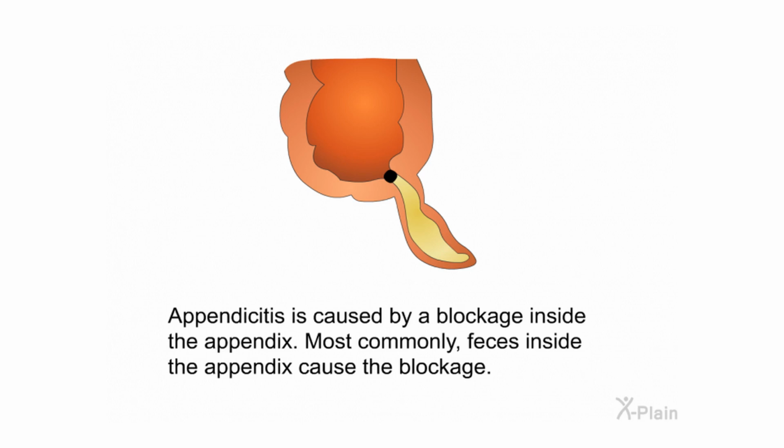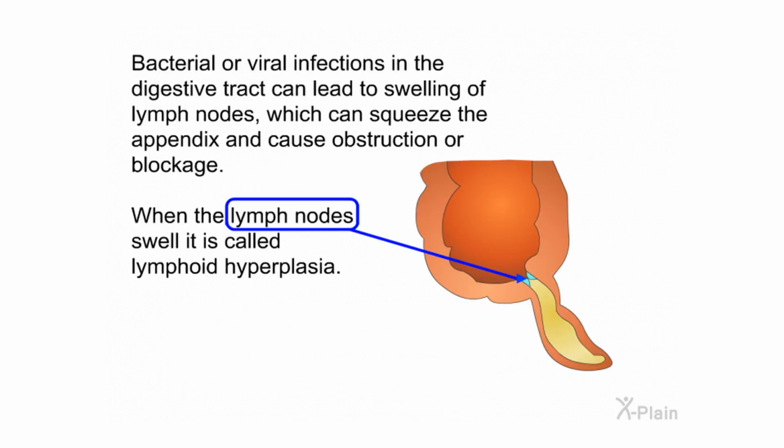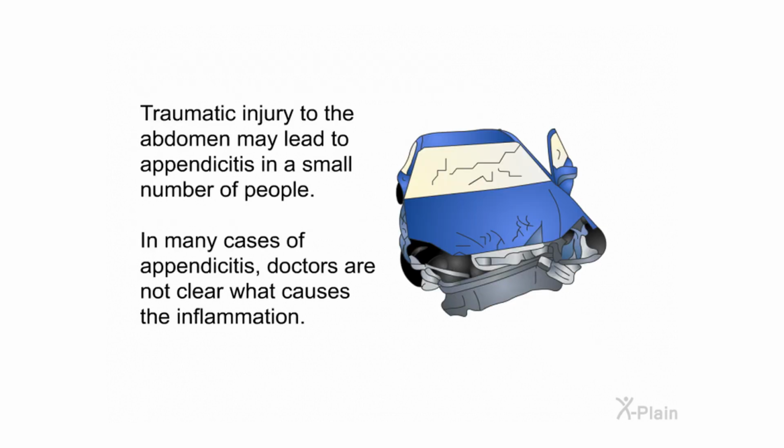Appendicitis is caused by a blockage inside the appendix. Most commonly, feces inside the appendix cause the blockage. Bacterial or viral infections in the digestive tract can lead to swelling of lymph nodes, which can squeeze the appendix and cause obstruction or blockage. When the lymph nodes swell, it is called lymphoid hyperplasia. Traumatic injury to the abdomen may lead to appendicitis in a small number of people. In many cases of appendicitis, doctors are not clear what causes the inflammation.